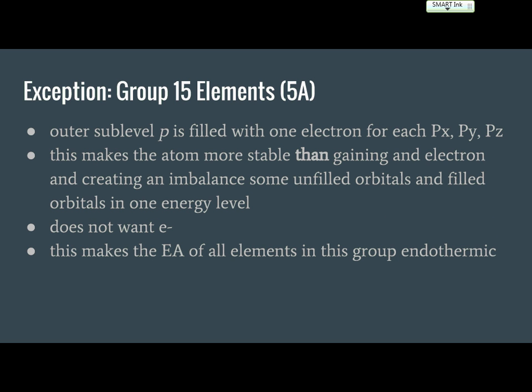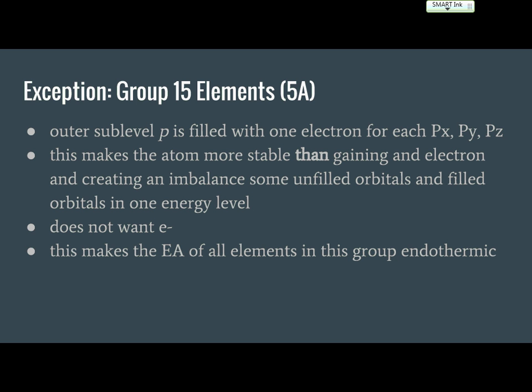So the next one, also sublevel P in group 15, so with nitrogen, all those elements. Since the PX, PY, and PZ have 1 electron each, it's already stable. So it's more stable than gaining an electron. So that whole group is endothermic electron affinity.